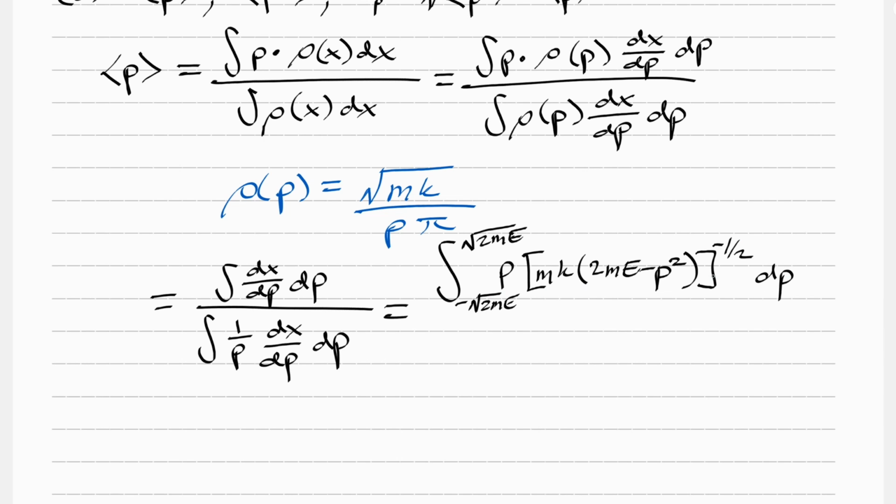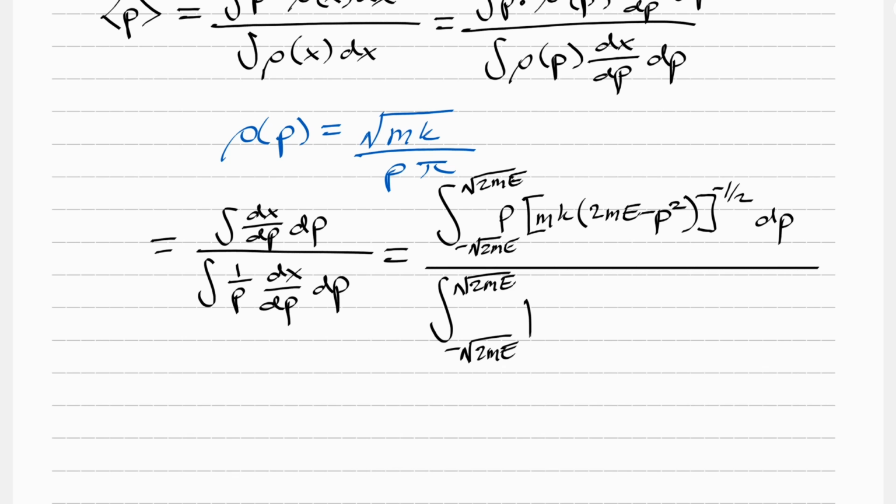So again, this is dx dp times dp over the integral, same limits, minus square root 2me to plus square root 2me, and then open your bracket. Again, you have mk times (2me minus p squared) to the minus 1/2 power, dp. What you notice is that the m's and the k's both cancel. Those are just constants.